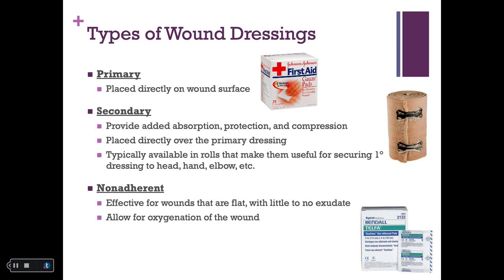So in general, you've got a couple different types of dressings. You've got your primary dressings that go straight on the wound surface. You've got your secondary dressings that hold those primary dressings in place and provide additional absorption and protection. And then you have your non-adherent dressings that are really best for wounds that are sort of flat and not weeping because they're very breathable.